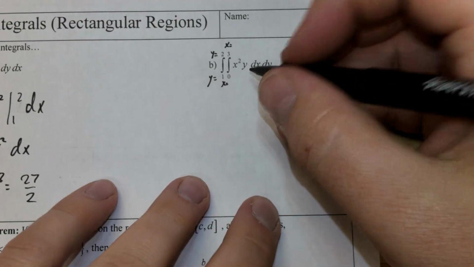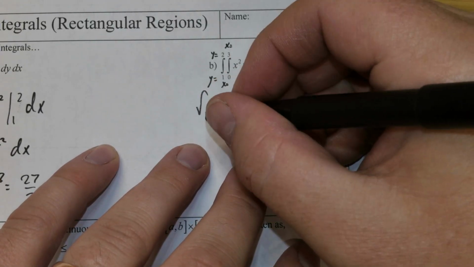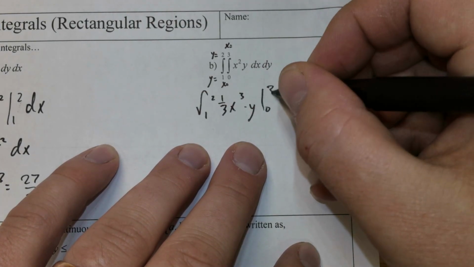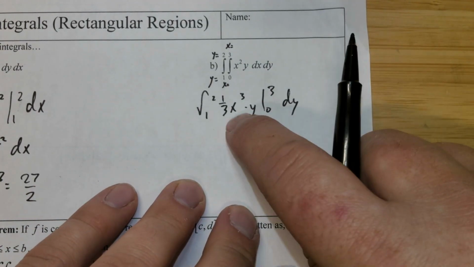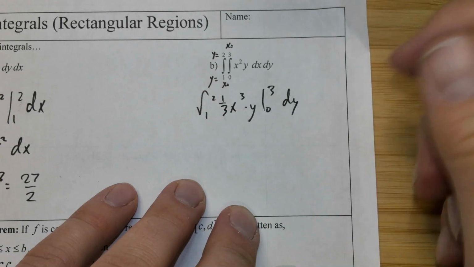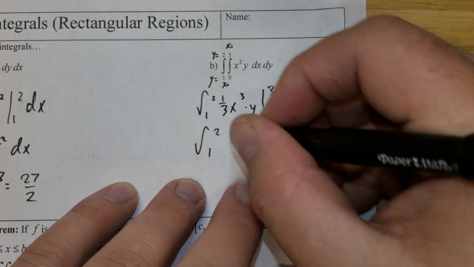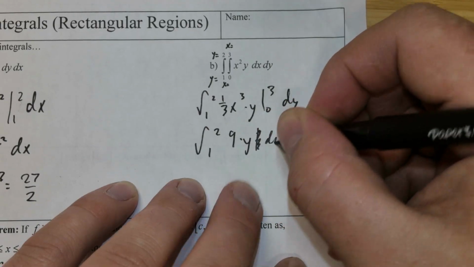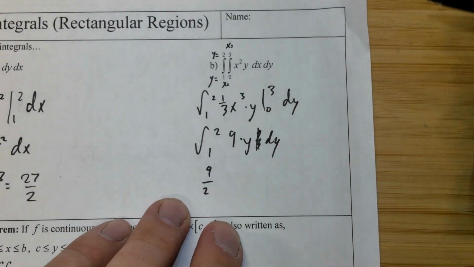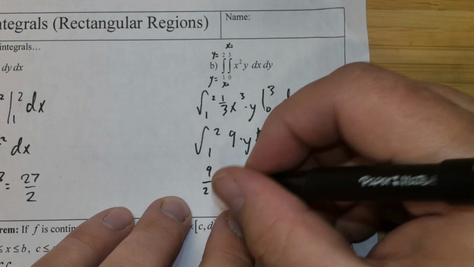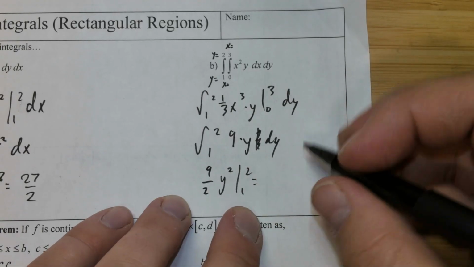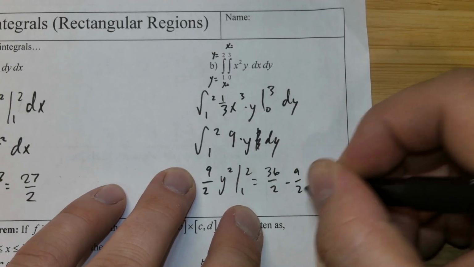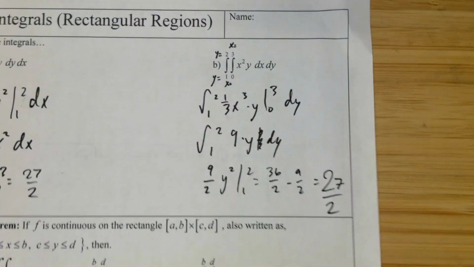Beautiful. Again, on this side, repeating the same concept, except starting with x. This is going to be 1/3 x cubed times y, evaluated from 0 to 3, dy. When I plug in that 3, I get 27 over 3 is 9, minus nothing. So now I have this from 1 to 2. This is 9 times y, dy. I am having a brain fart. 9/2 y squared evaluated from 1 to 2. That's going to be 36 over 2 minus 9 over 2. And would you guess? 27 over 2.